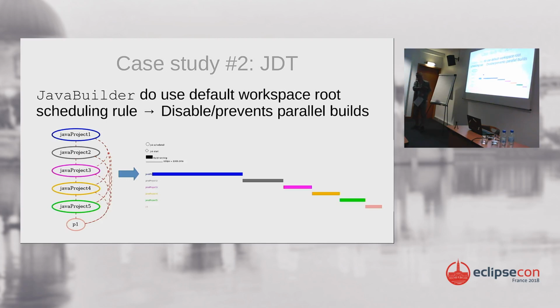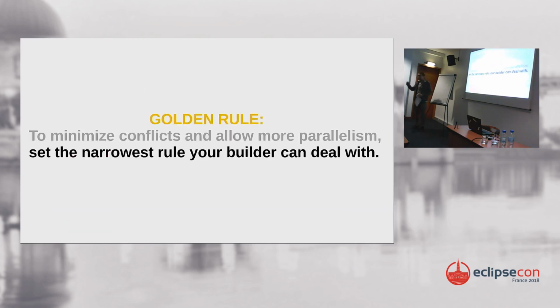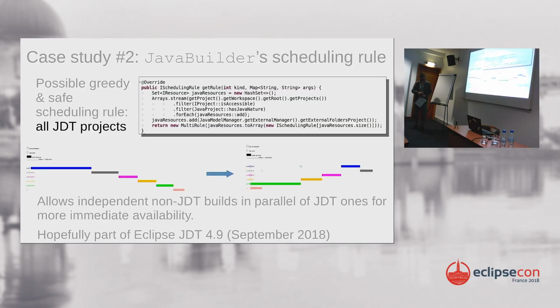This is a sequential one. In sequential, you will get this sequence. The first one is longer because there is the class loading happening, but it's not so important. And you will get a sequential build. Let's remind ourselves of the golden rule: JDT should try to get a narrower scheduling rule to enable parallelism, or at least to not block parallelism.